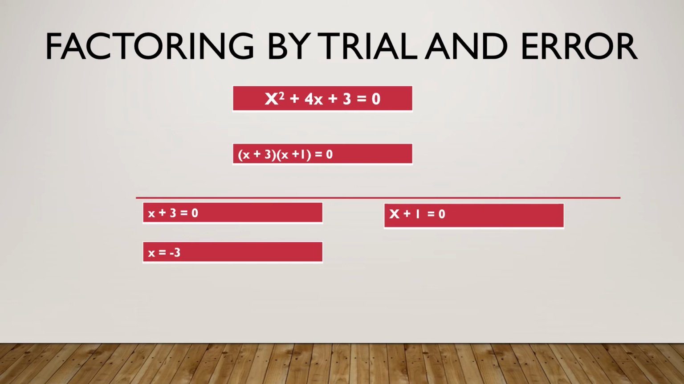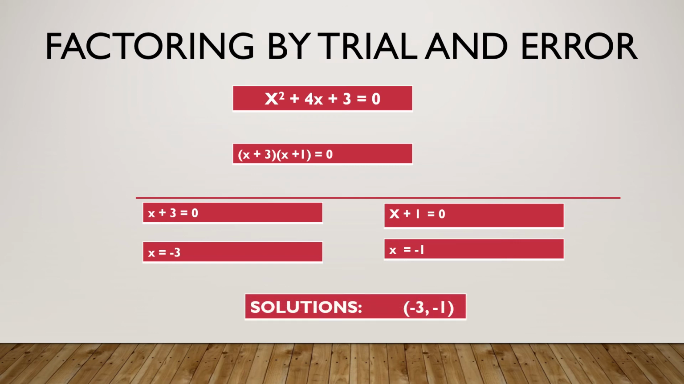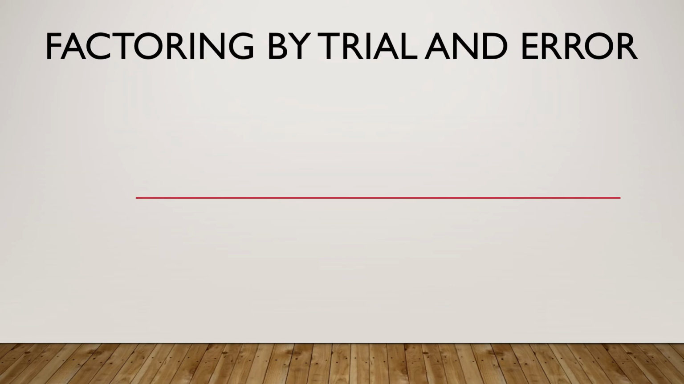And second, x plus 1 equals 0, then transpose positive 1 to the right, becomes negative 1. Okay, so the solution here is x equals negative 1. So the solutions for this quadratic equation are negative 3 and negative 1. Let's have another example under factoring by trial and error method. So how about if we have x squared minus x minus 42 equals 0.